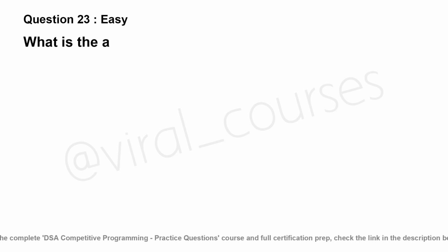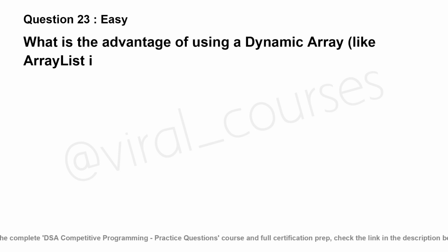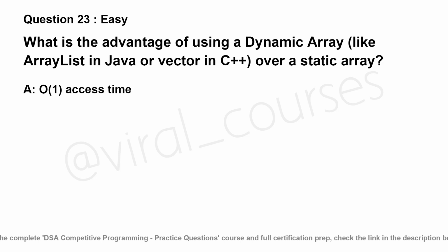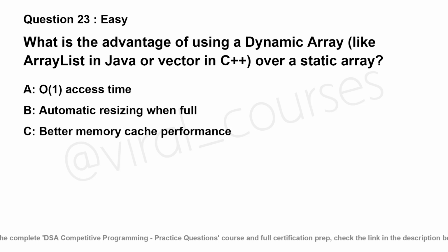What is the advantage of using a dynamic array, like ArrayList in Java or vector in C++, over a static array? Option A, O(1) access time. Option B, automatic resizing when full. Option C, better memory cache performance. Option D, lower time complexity for deletions.